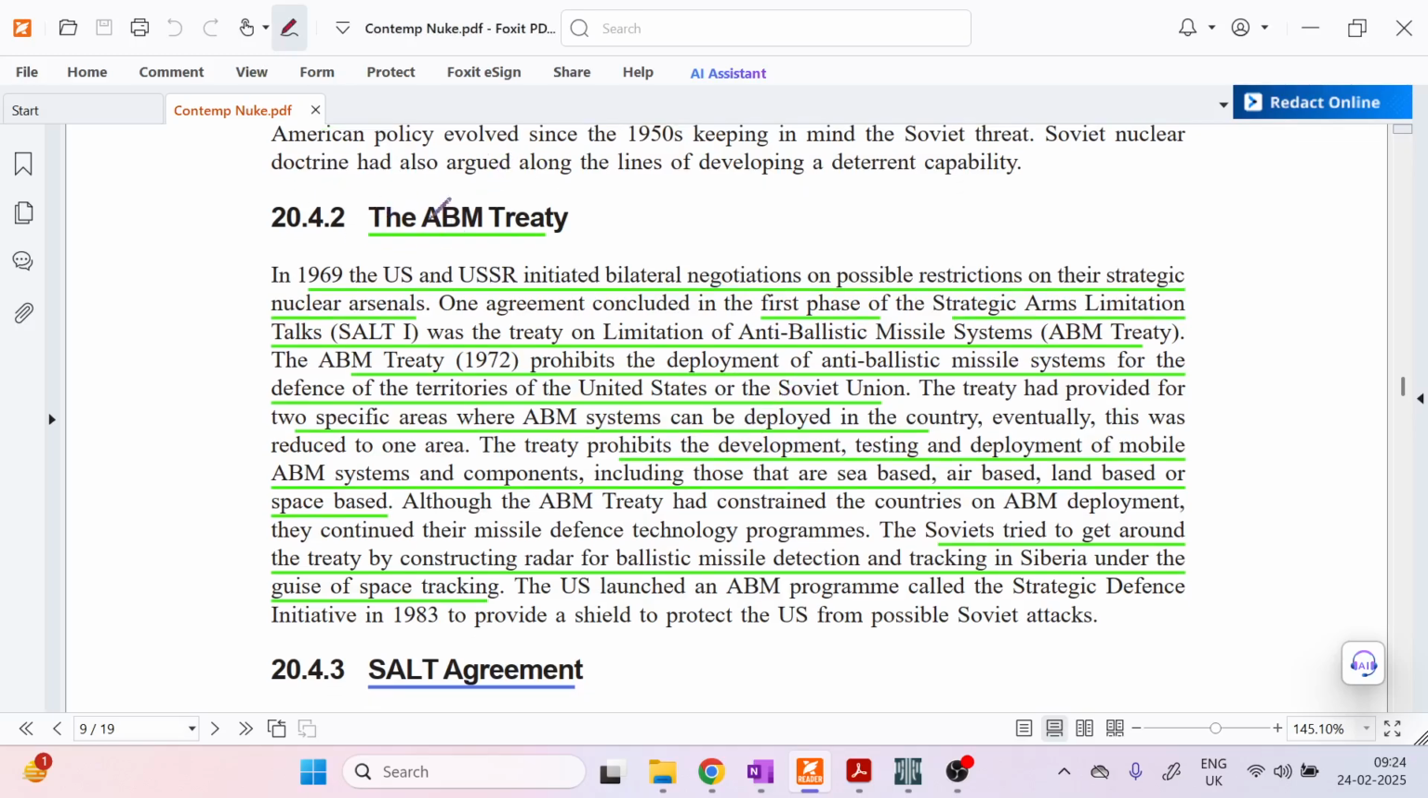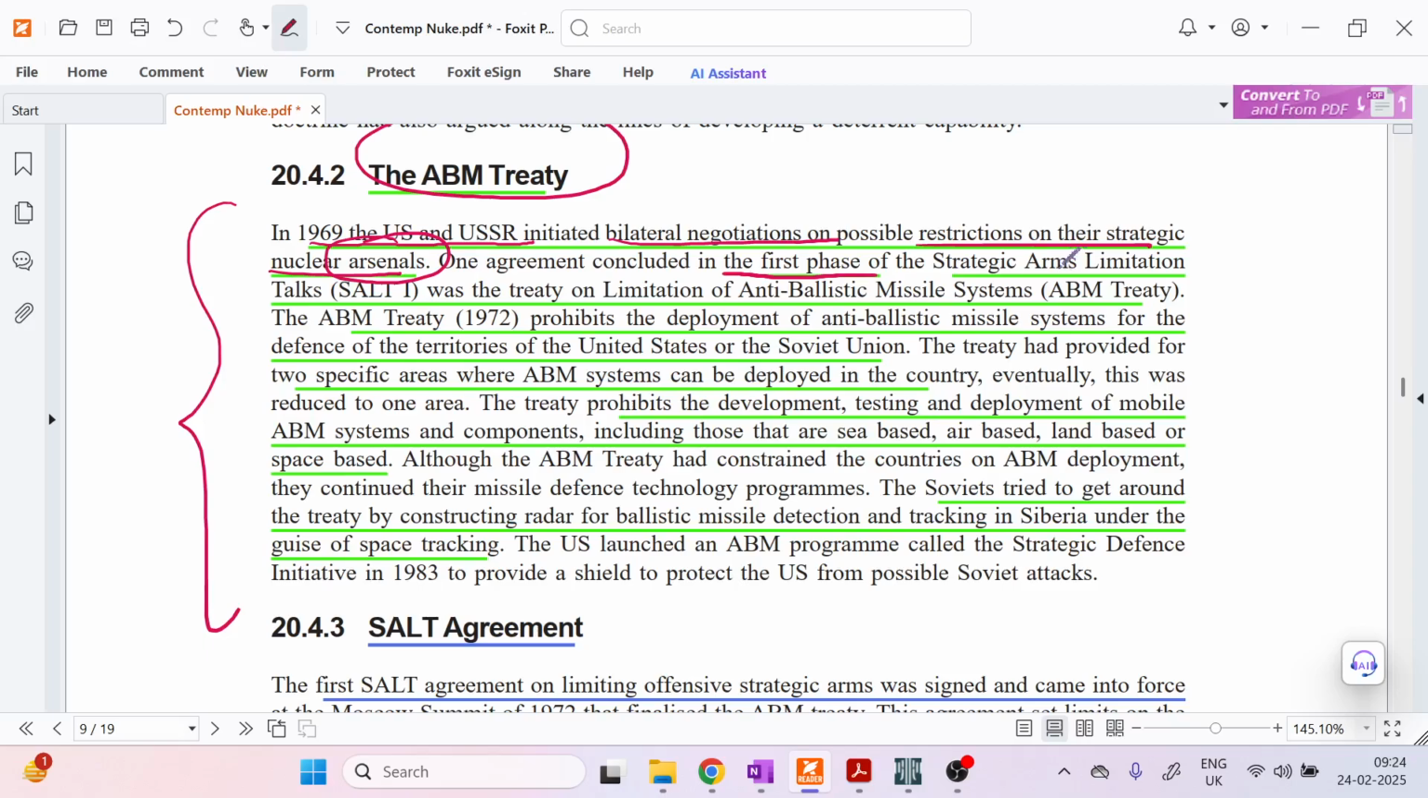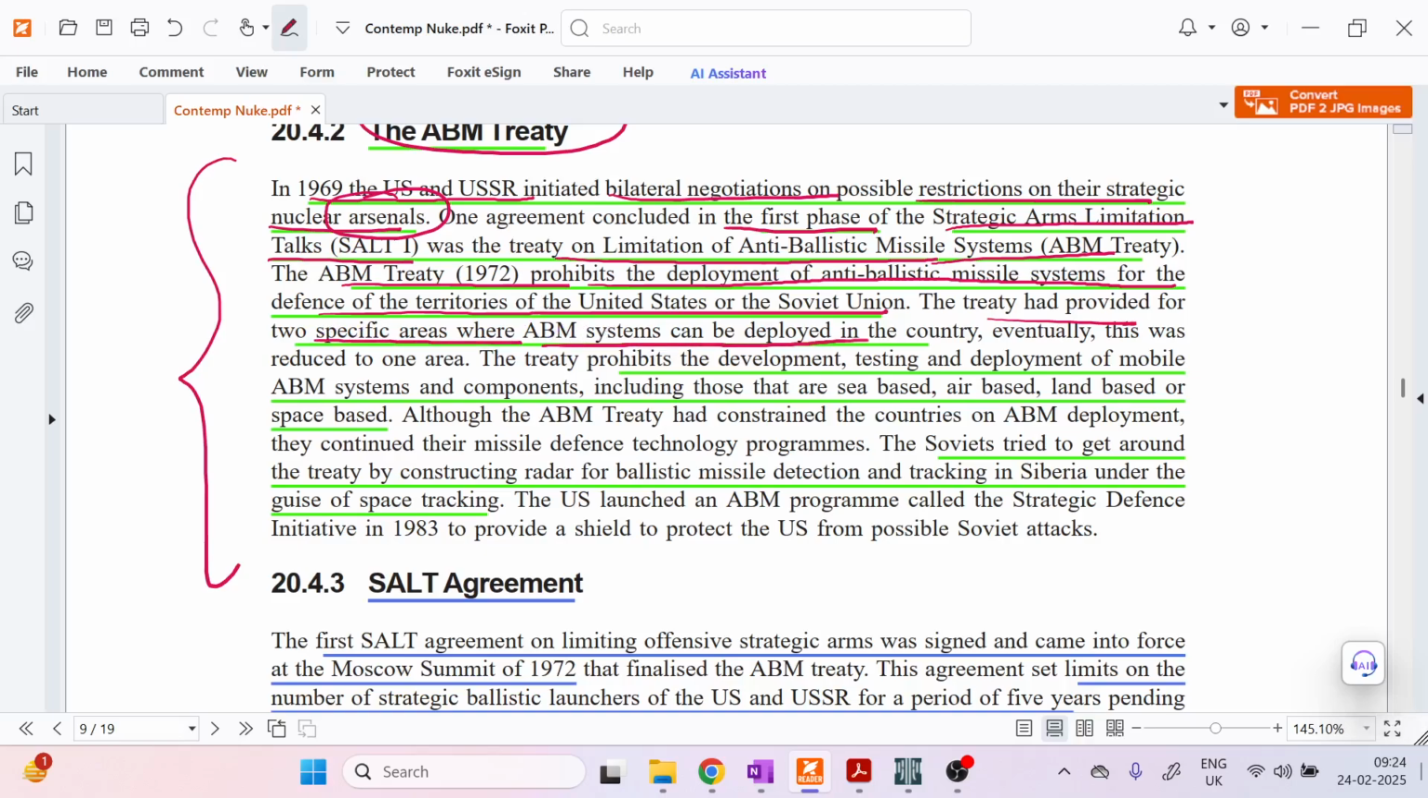Now let's have a look at various treaties for arms limitation. With the ABM Treaty, in 1969 the US and USSR initiated bilateral negotiations on possible restrictions on the strategic nuclear arsenal, which means nuclear stockpiles. The first agreement in the first phase was the Strategic Arms Limitation Talks, SALT 1. It was the Treaty on Limitation of Anti-Ballistic Missile Systems. This ABM Treaty prohibits the deployment of anti-ballistic missile systems for the defense of the territories of the United States and Soviet Union. The treaty provided two specific areas where ABM systems can be deployed in each country, and eventually this was reduced to one area.